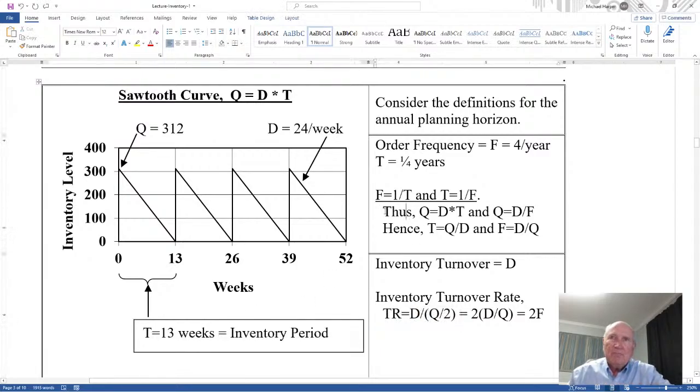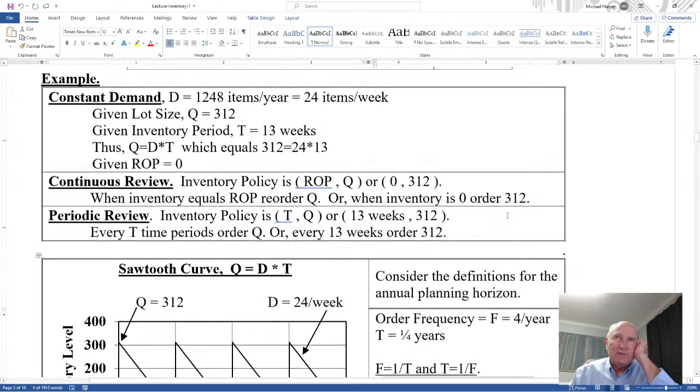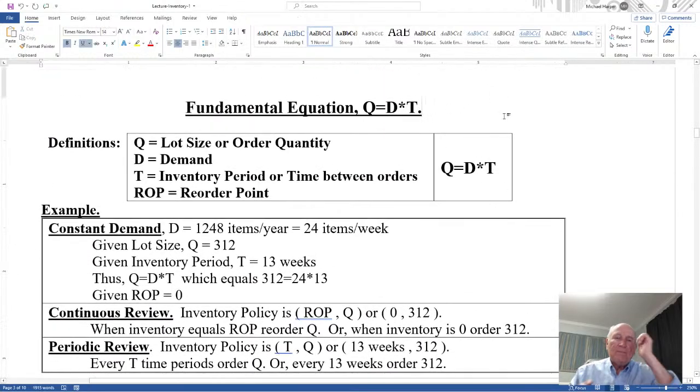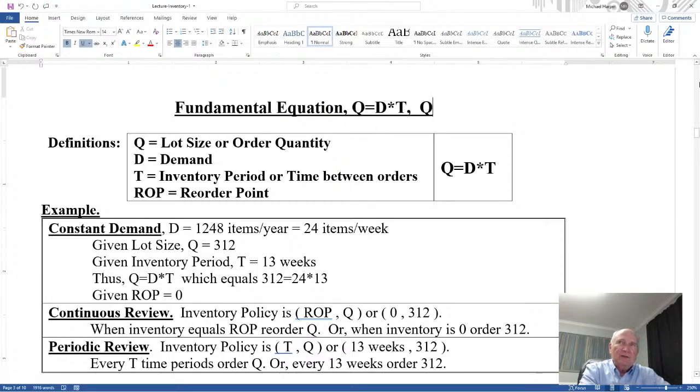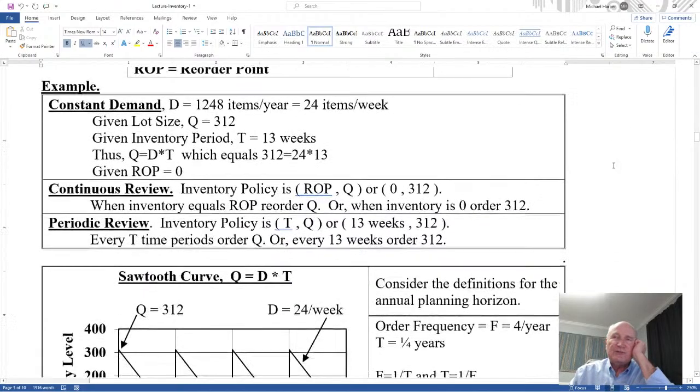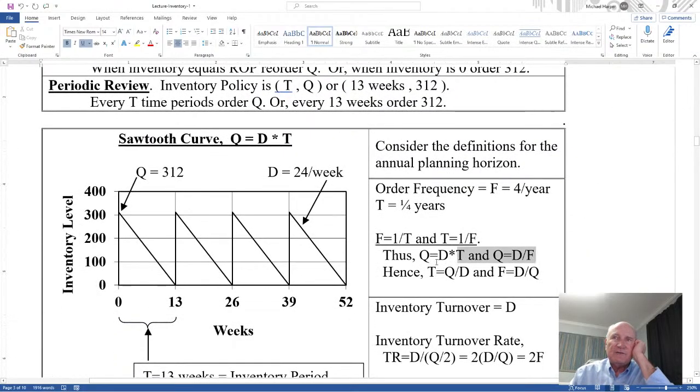So therefore, my Q is DT here. Now that I have an identity of my T and my F, my inventory period T and my order frequency F, now I can substitute 1 over F in for T, and now I have 2 expressions here for the fundamental equation. So yes, the fundamental equation is Q equals DT. But, comma, I can also say the fundamental equation equals D over F. They're the same thing. So there's two representations of the fundamental equation.